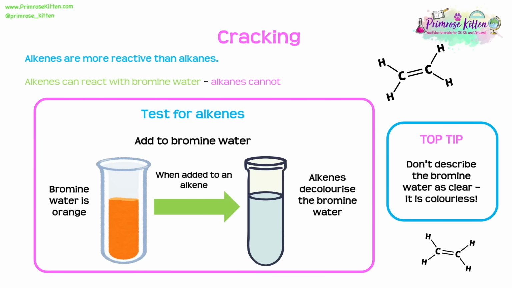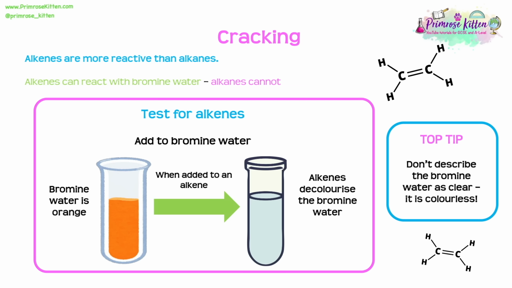Now, alkenes are more reactive than alkanes are. This means that alkenes can react with bromine water, whereas alkanes cannot. This is our test for alkenes. If we add the alkenes to bromine water, we will observe a colour change. Bromine water is normally orange, but when it's mixed together with an alkene, the alkene will decolorise the bromine water. So the bromine water will now become colourless.